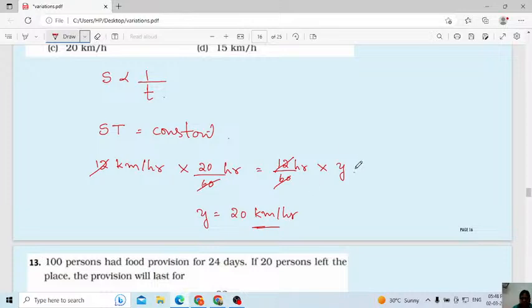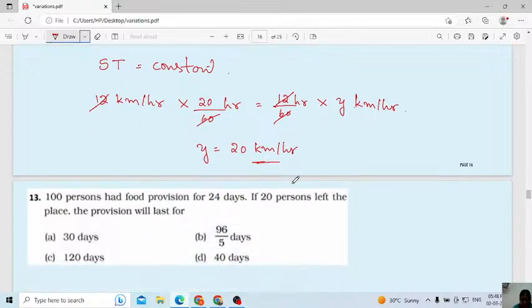This it will be in kilometer per hour. But here, if you do not convert in terms of minute also, you are getting the same answer, but better you have to follow the rule. Otherwise here okay, but in some question if you do not convert, then you will get the wrong answer. Understood?